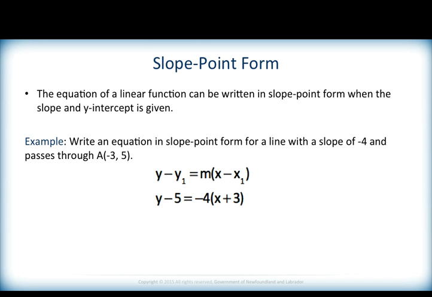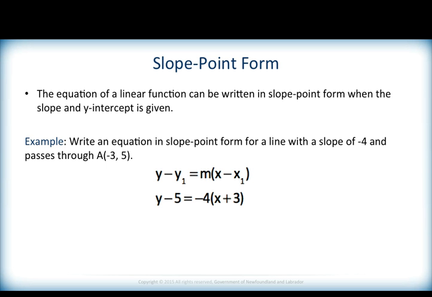The equation of a linear function can be written in slope point form when the slope and a point are given. So for an example, write an equation in slope point form for a line with a slope of -4 where the line will pass through the point (-3, 5). So easily enough, we can take the slope, which is already given. There's nothing to solve for. You will substitute -4 in for your m, and you will do the same for (-3, 5), where -3 is your x1 coordinate and y1 will be 5.